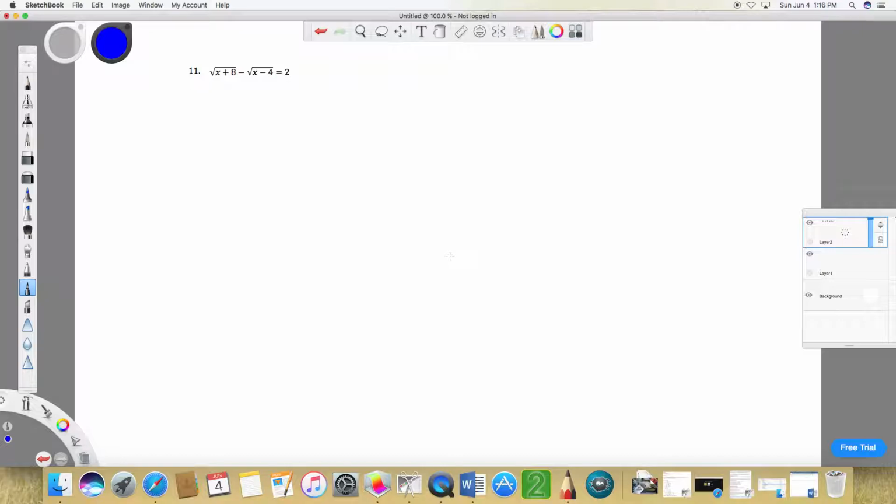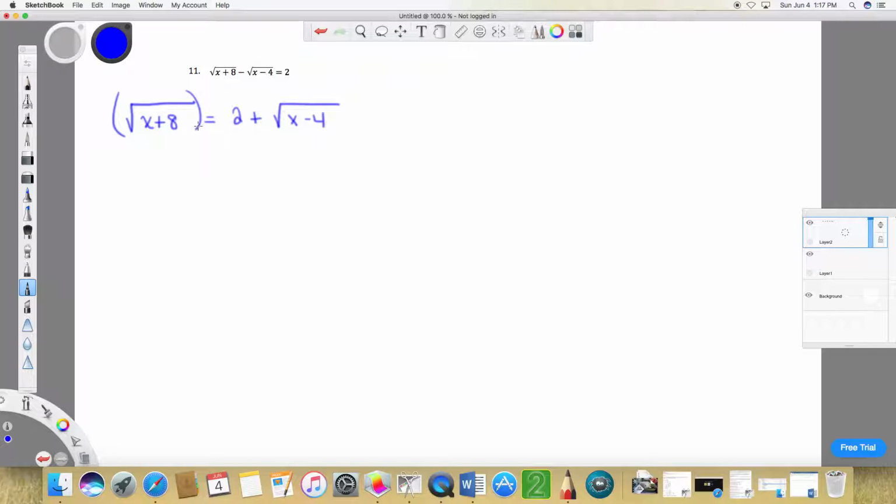So I'm simply going to add the square root of x minus 4 to each side of this equation. So on the left-hand side, I have x plus the square root of x plus 8. And on the right-hand side, I have 2 plus the square root of x minus 4.